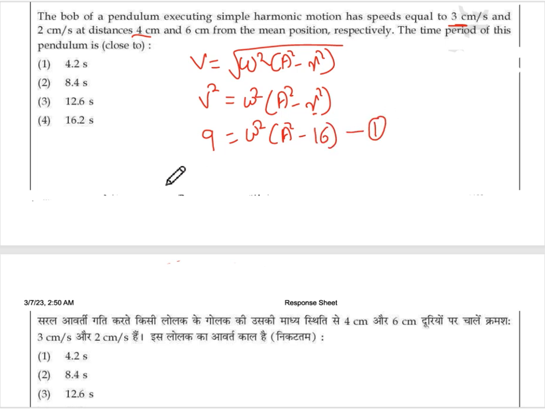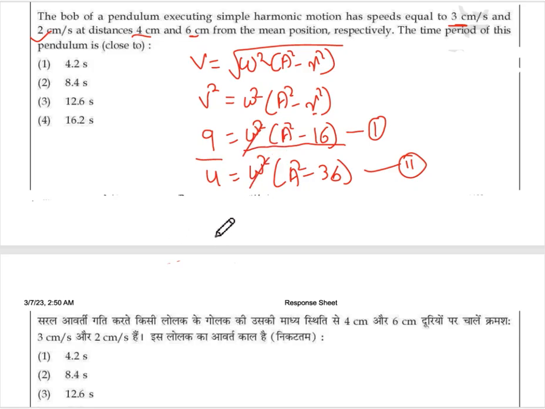Take this as equation 1. For the second one, when the speed is 2 centimeter per second, the displacement is 6 centimeter, so directly I am writing 4 equal to omega square whole into a square minus 36. So this is equation 2. Now do one work: divide equation 1 by equation 2, and this omega square gets cancelled out. So by cross multiplication, 9a square minus 36 into 9, which is 324, equal to 4a square minus 64.